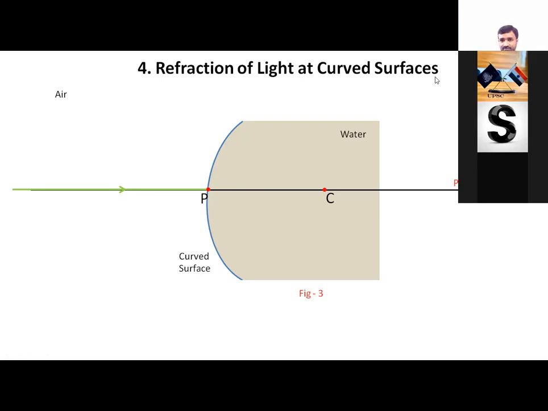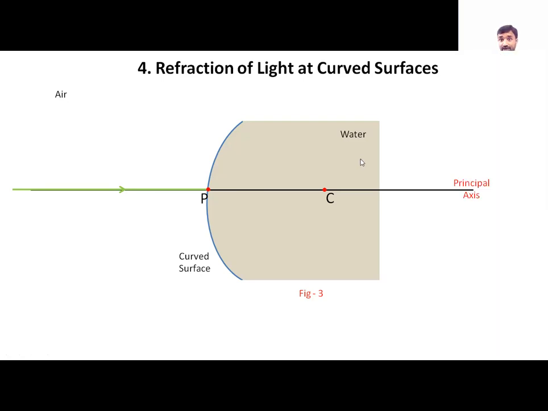Its behavior along the principal axis. Principal axis is nothing but what? Connecting the center and the curved surface. What you can call that red line? The point of incidence connected with the center is called the normal. Is there any confusion here?